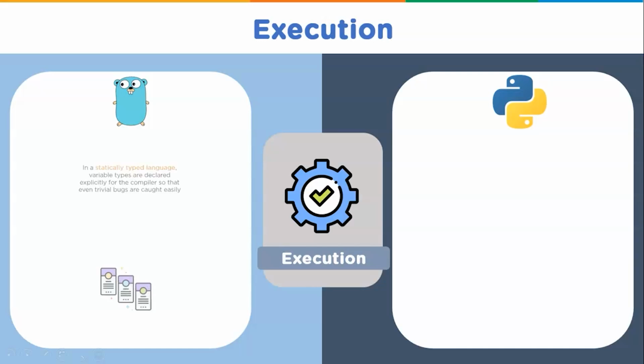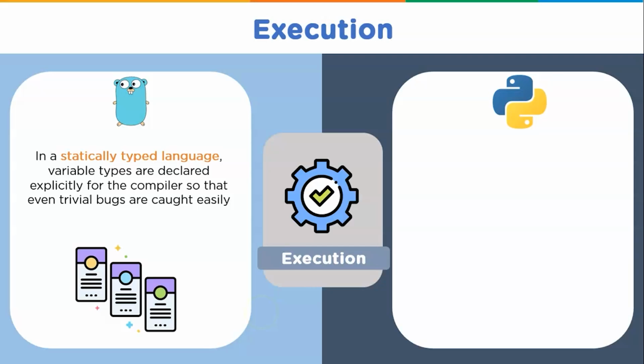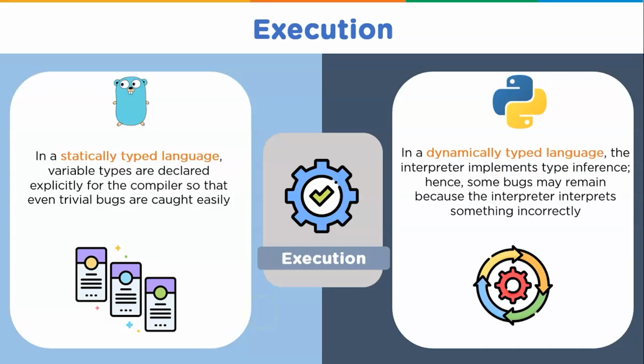Golang is a statically typed language, whereas Python is a dynamically typed language. Both Python and Golang use an interpreter and a compiler respectively. Now, we will understand what a statically typed language and a dynamically typed language are.